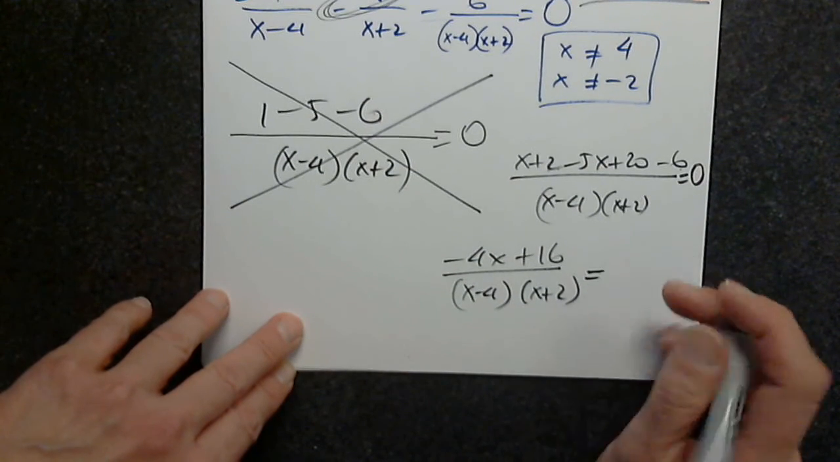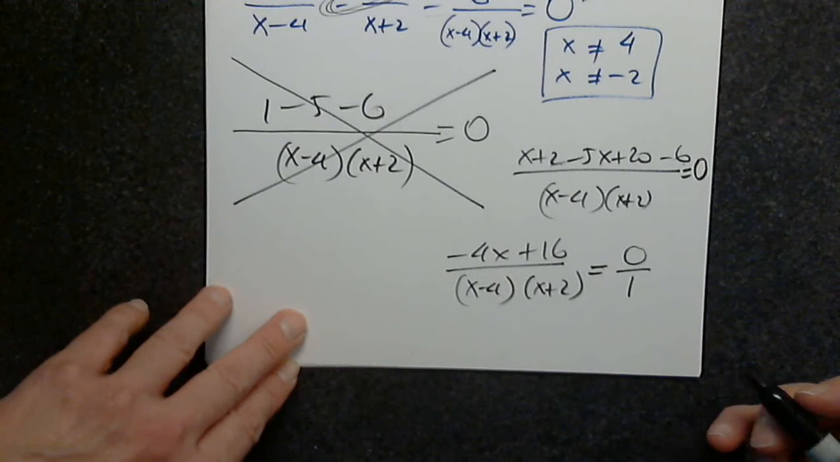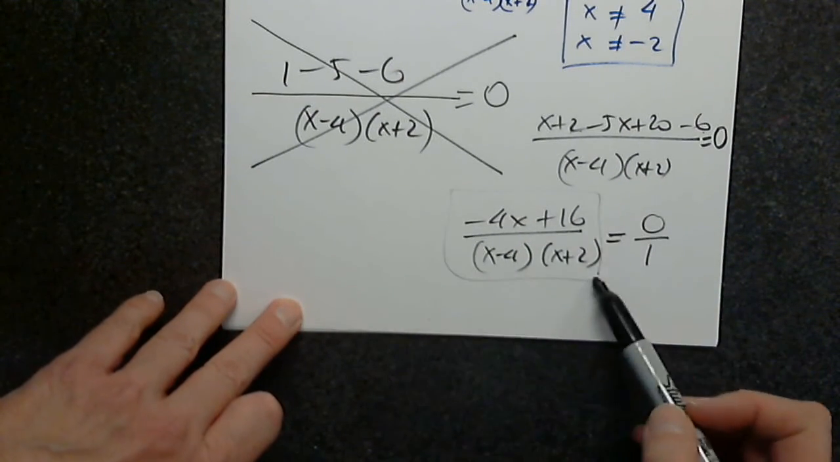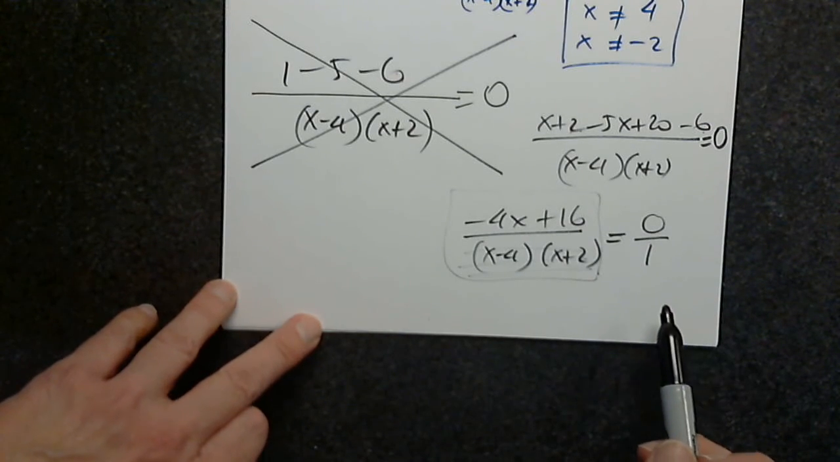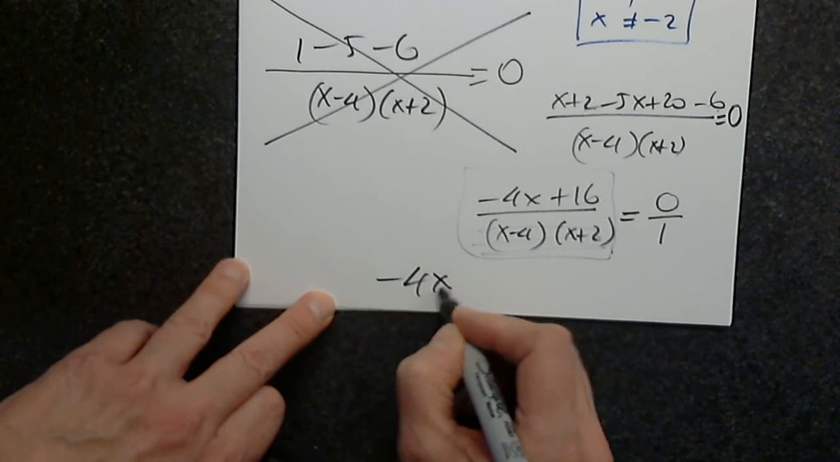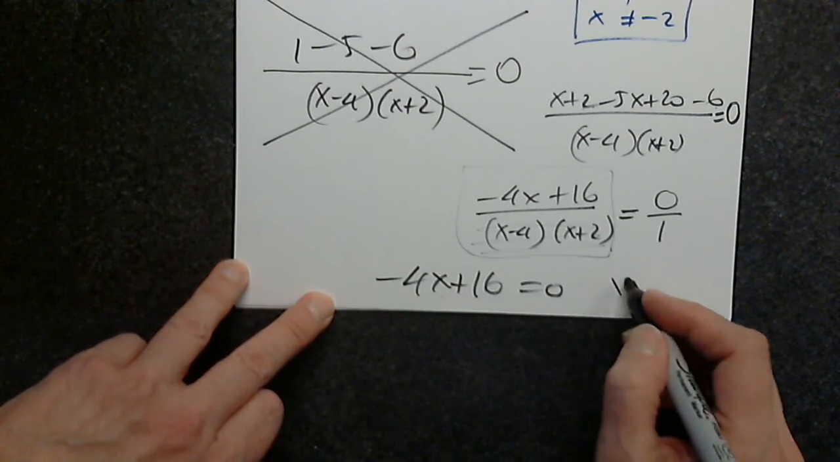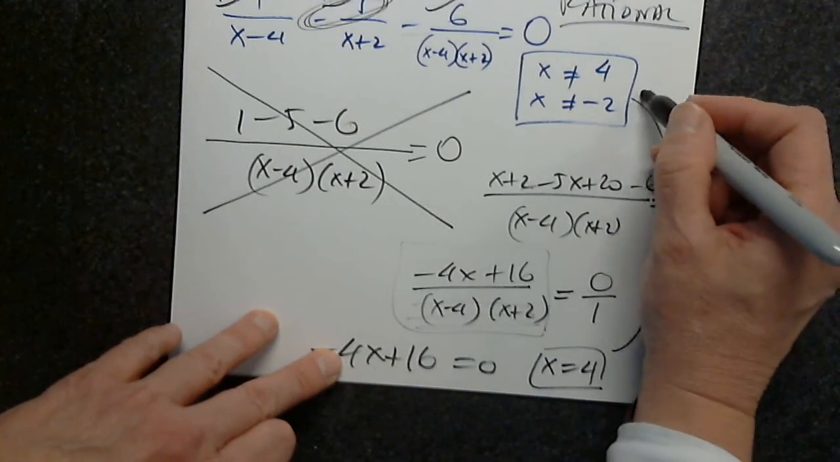And you have two options. We discussed those two options. You either write 0 over 1, or just say 0, and ask yourselves, when is the fraction 0? The answer is not when the denominator is 0, but when the top is 0. Move 16 and divide by negative 4, and I get 4. But I have a problem with 4, a big one.